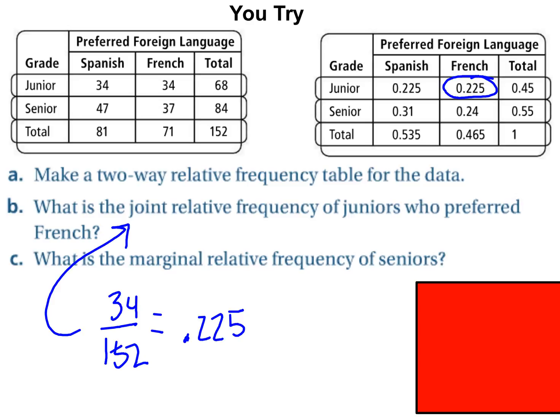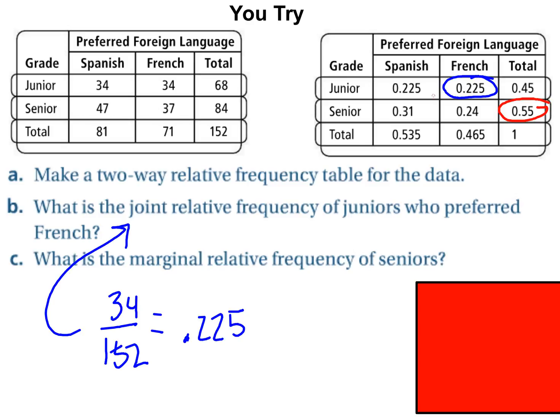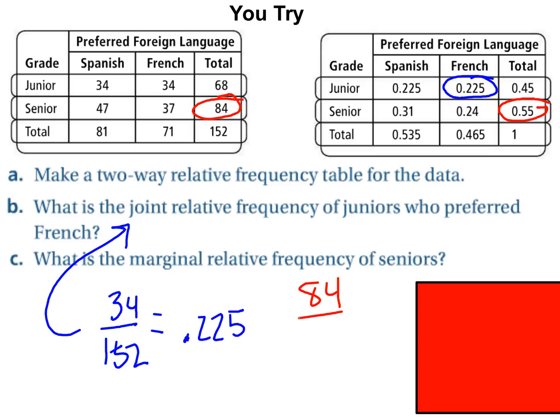And then what is the marginal relative frequency of seniors? So we go to the seniors row, that total. So we can take 84 and divide by 152.